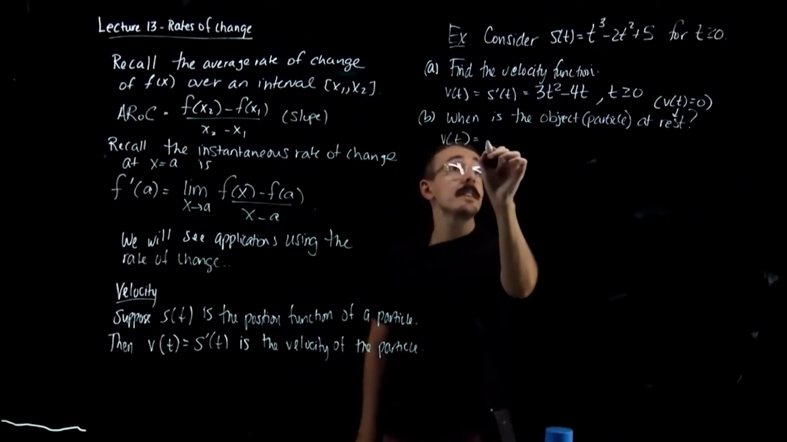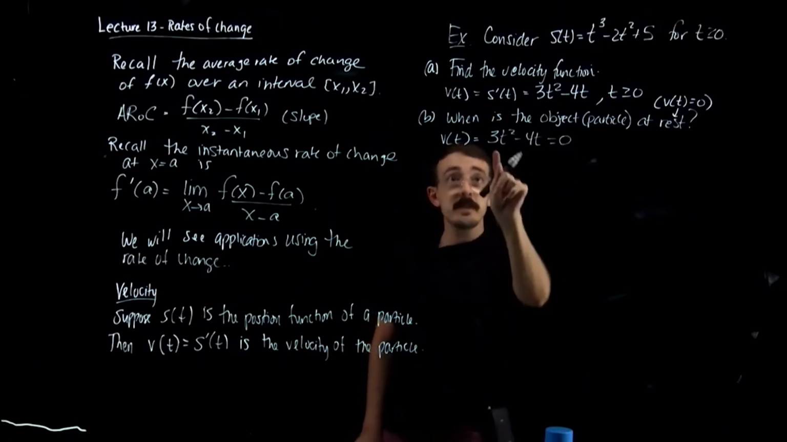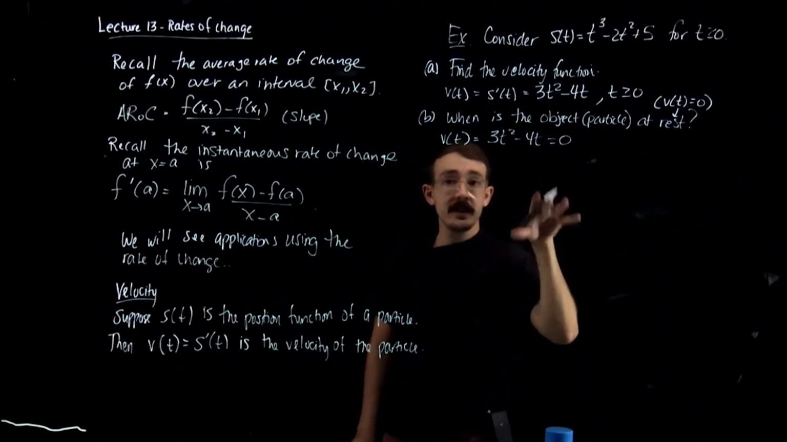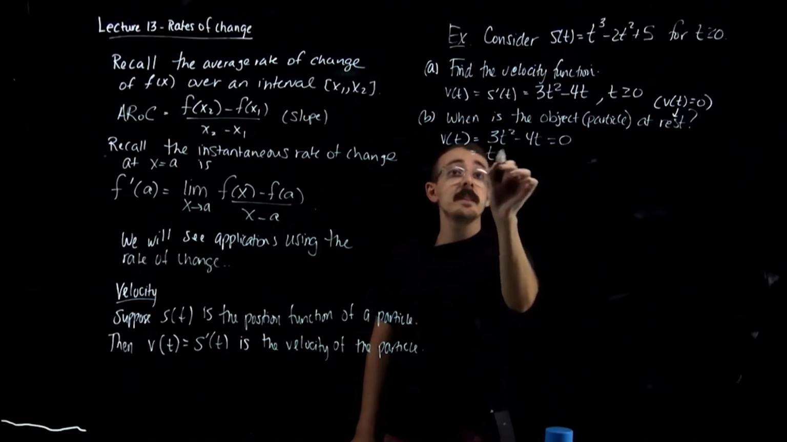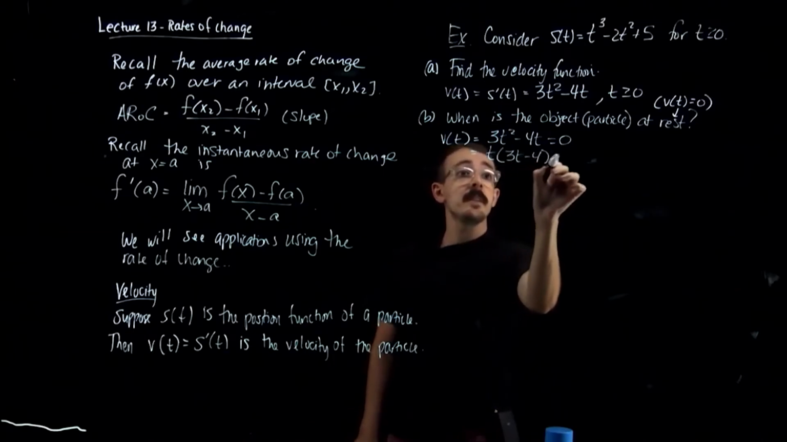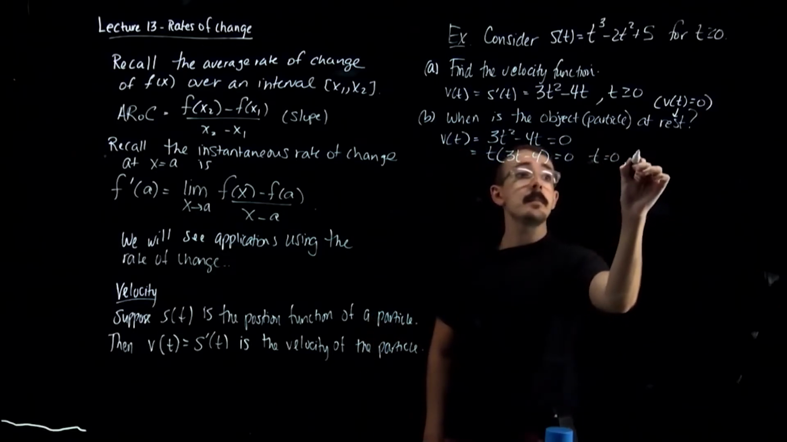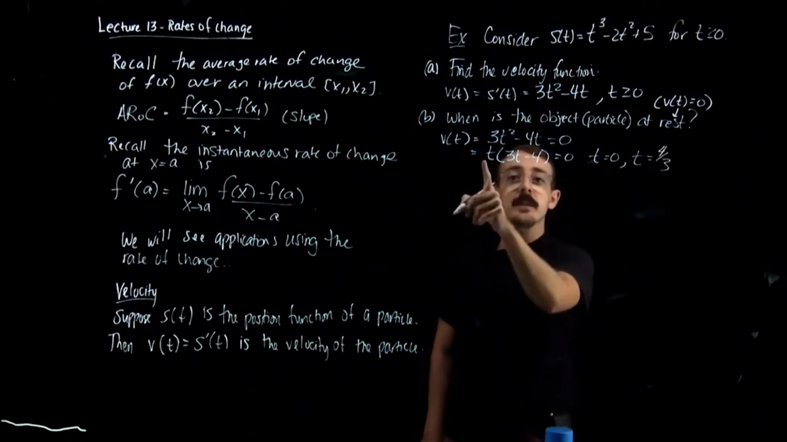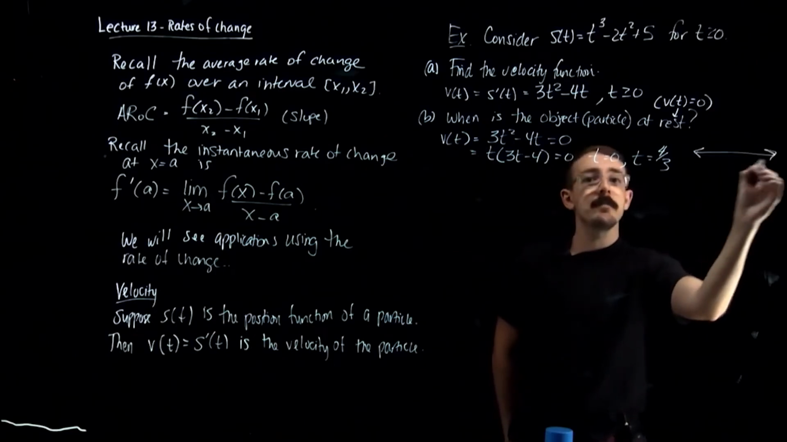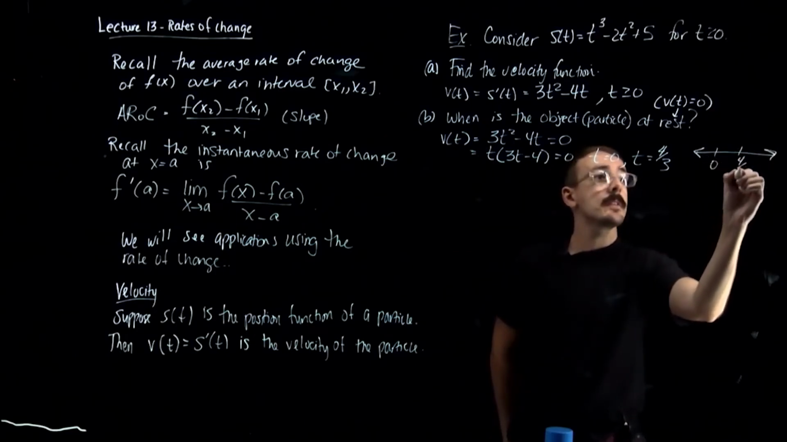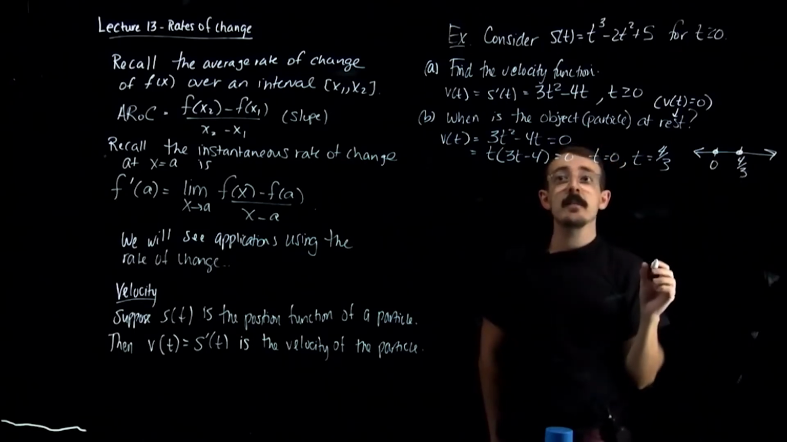So what I'm going to do is I'm going to take my velocity function, which is 3t squared minus 4t, I'll set it equal to 0 to find the specific times where the object's not moving. And if I do a little bit of factoring here, this is t times 3t minus 4. And this will give me two solutions. So t could be 0, and t could be 4 over 3, if you set each one of these equal to 0. So on a number line, I'll draw a small one here. I have 0, and I have 4/3. So these are the two times when the object is at rest.